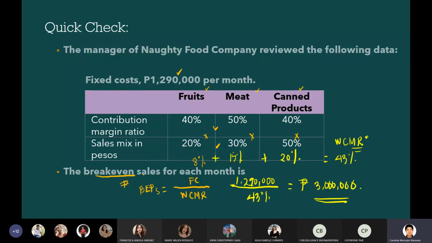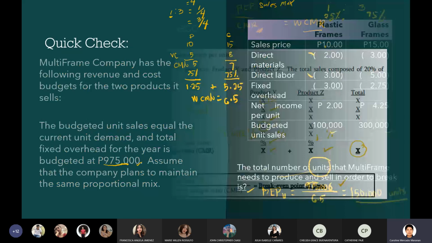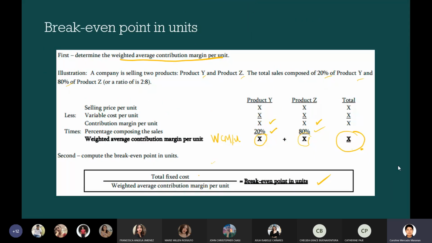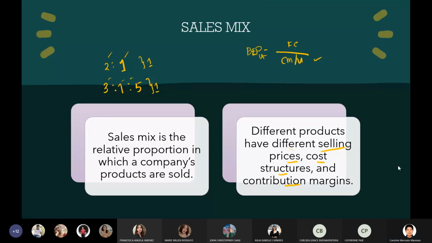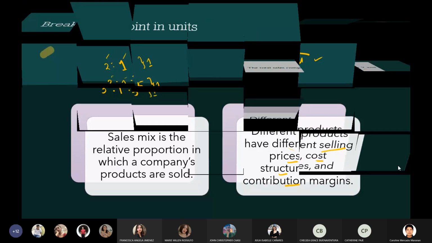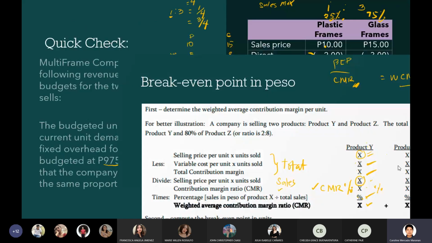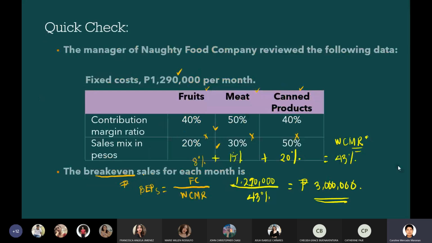May question po ba sa weighted or sa product with or companies with multi-product? Meron? Doon lang nagtatapos yung ating discussion for this morning. Kung wala kayong questions, so meron tayo ang na-discuss natin, DOL at saka CVP analysis for multi-product companies.